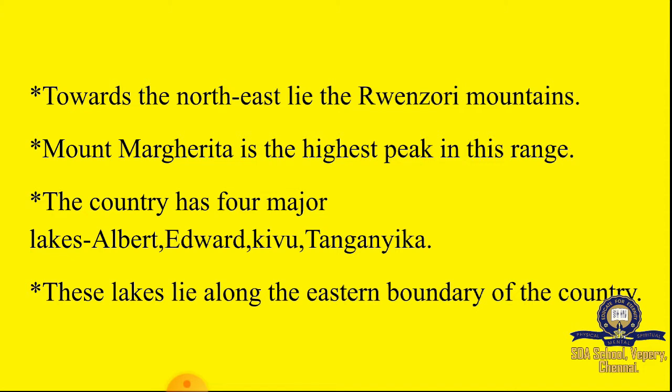The country has four major lakes: Albert, Edward, Kivu, and Tanganyika. These lakes lie along the eastern boundary of the country.